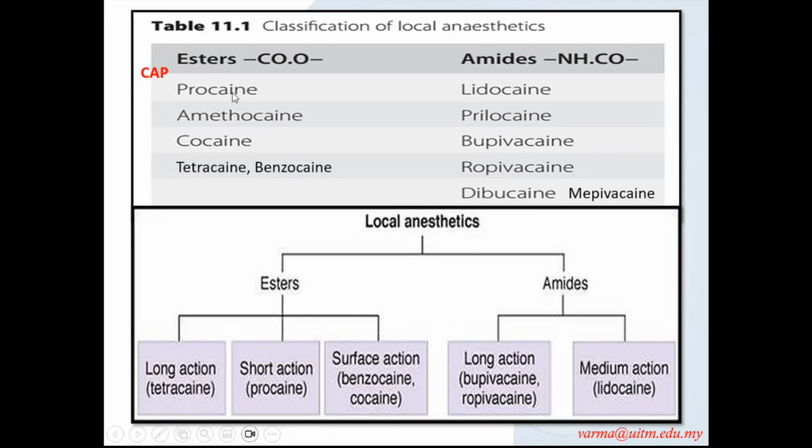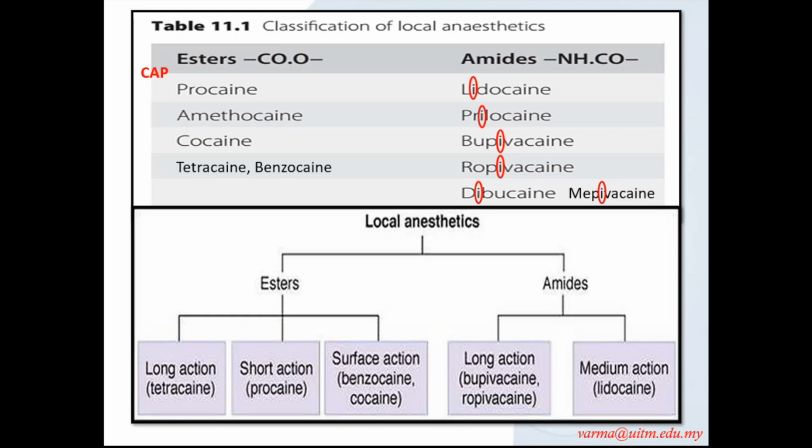Whereas in esters, there's only one I. The I is only present in the caine part; the front part doesn't have an I. So that's how we remember amides. Amides will have two I's in their name, whereas esters only have one I. So this is how they've been divided based on their structure: ester group and amide group. We'll go into the structure shortly.